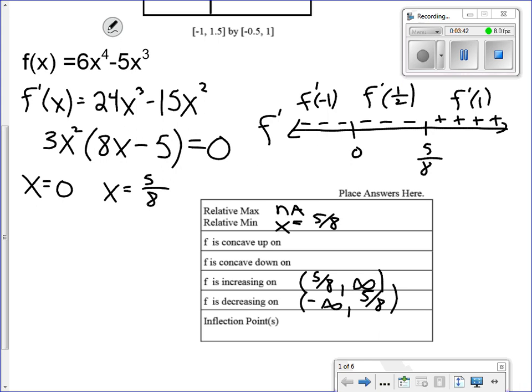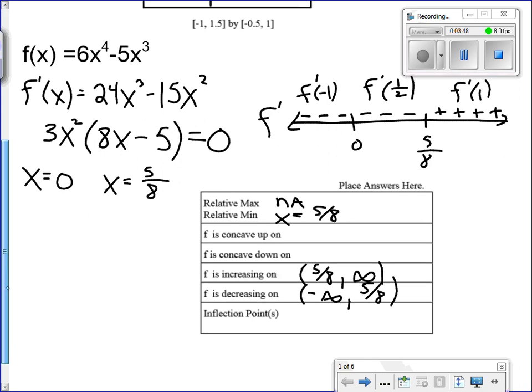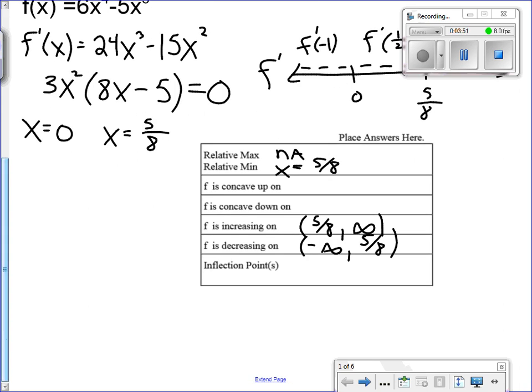Okay. Now we still have to answer questions about the concavity. So for that, we're going to need to get the second derivative and make a sign chart for the second derivative. So can I move this together?